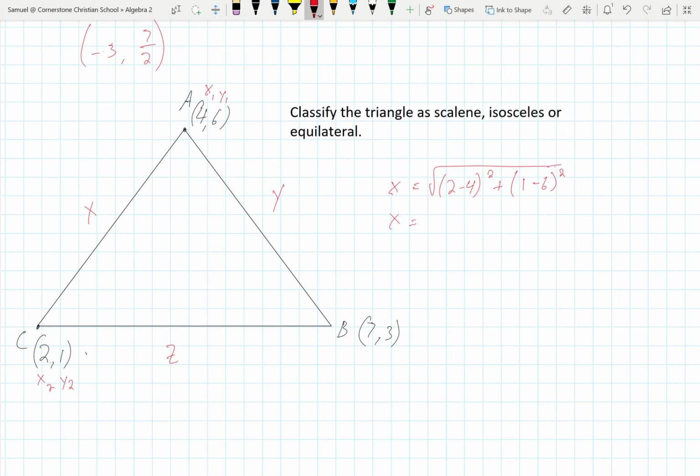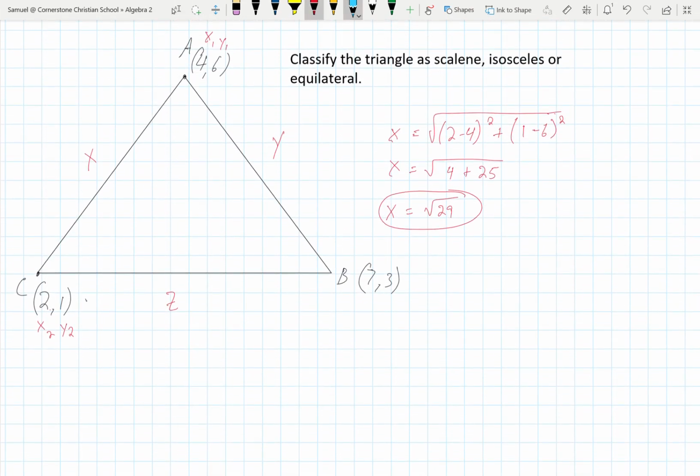So x equals the square root of 2 minus 4, which is negative 2 squared, is 4, plus 1 minus 6, negative 5 squared, is 25. And so now I have x equals the square root of 29. I'm just going to leave it as that, only because I think it'll be simpler to then compare the different sides. So we'll leave x as it is.